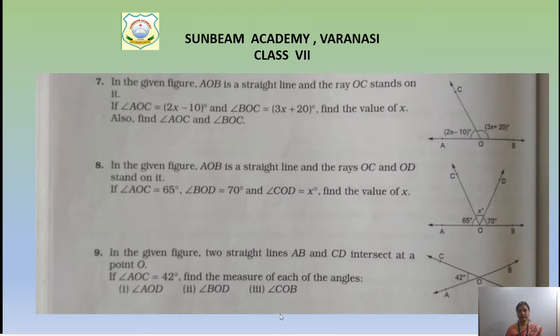In the given figure, children, AOB is a straight line, and a ray OC stands on it. The angles AOC and BOC are given. They are asking what is the value of x?